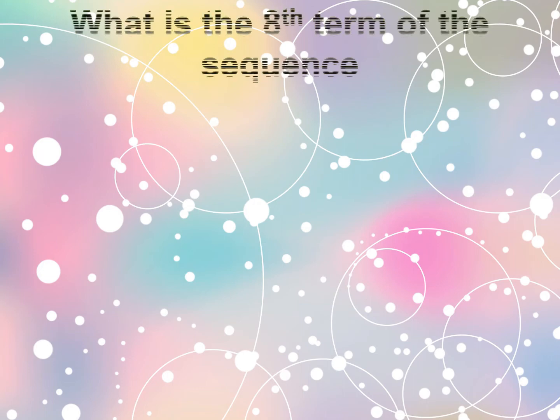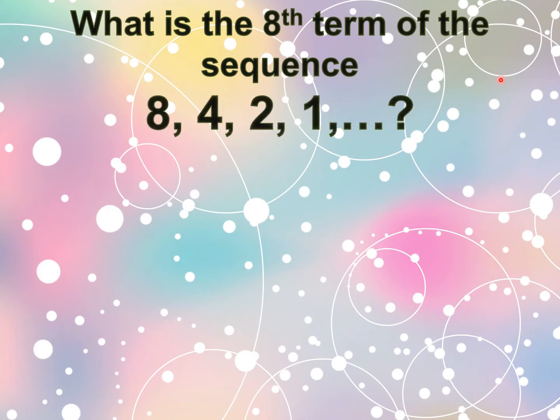Let's have our next problem. What is the 8th term of the sequence 8, 4, 2, 1, and so on? Since decreasing naman ang ating sequence, possible na ang ating common ratio ay fraction or less than 1. So, identify muna natin ang a sub 1 or first term. Ang a sub 1 natin ay 8 dahil siya yung nauna.